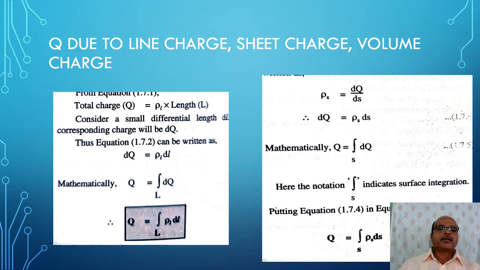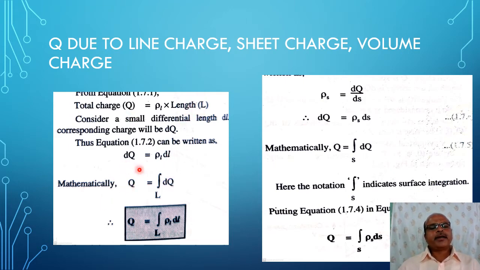Then next, Q due to line charge, sheet charge, and volume charge. The total charge Q is given by rho L into length L. Consider a small differential length dl, with corresponding charge dq. Therefore, dq is equal to rho L into dl, that is, the differential charge dq equals rho L times the differential length dl.